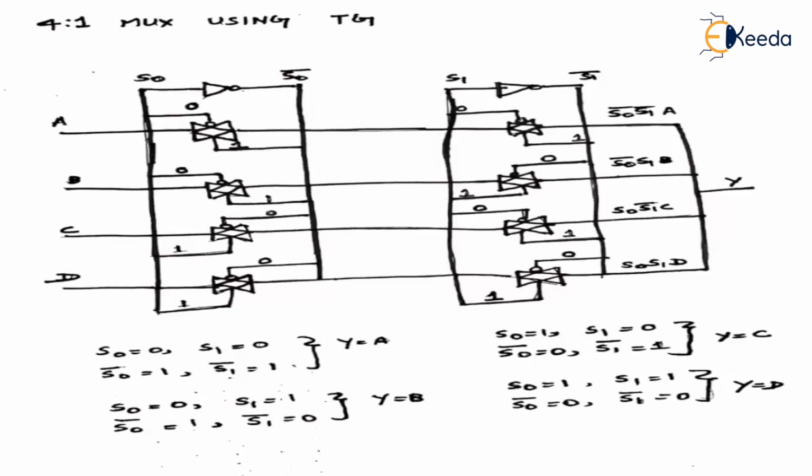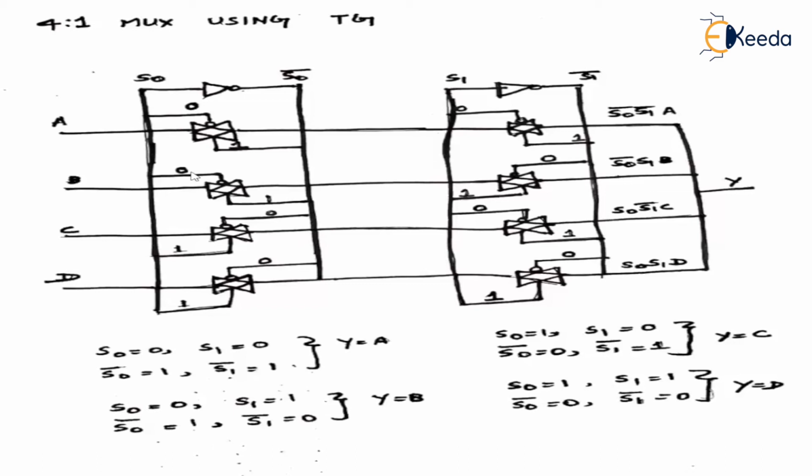You check whether my first transmission gate is going to turn on. See, I'm feeding 0. 0 is going to turn on your PMOS and 1 is again going to turn on your NMOS. So what will happen? The first transmission gate is on. As transmission gate 1 is on, A will be passed to the output. Right? Now, A is passing.